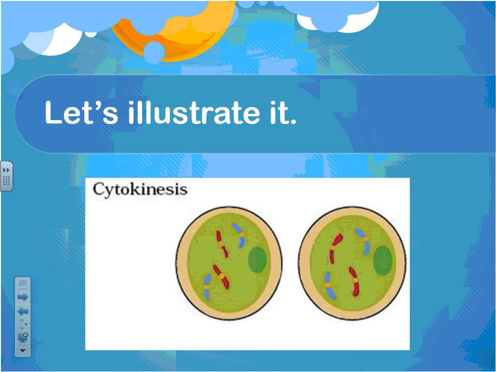Alright. What was the first stage of the cell cycle? Interphase. Then you enter into mitosis, which is the second stage of the cell cycle. Prophase. Then what? Metaphase. Anaphase. Telophase. Cytokinesis.